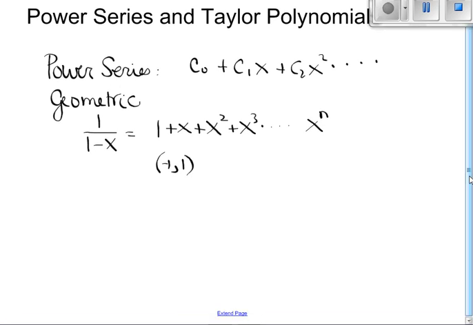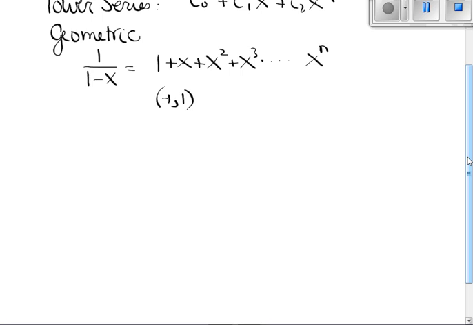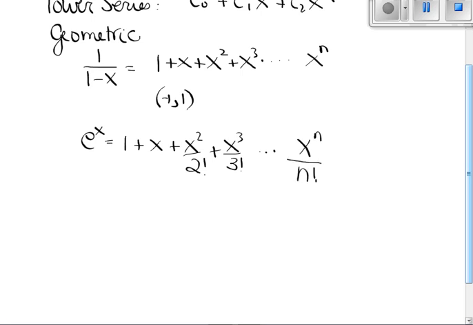Now, we'll talk about what a Taylor series is in a second, but let's get the power series for e to the x. This is centered at the origin. E to the x is 1 plus x plus x squared over 2 factorial plus x cubed over 3 factorial. This is how I remember it: it looks like the geometric one, except it has the factorials in it. So it's x to the n over n factorial.